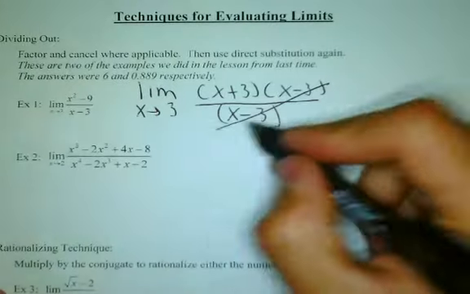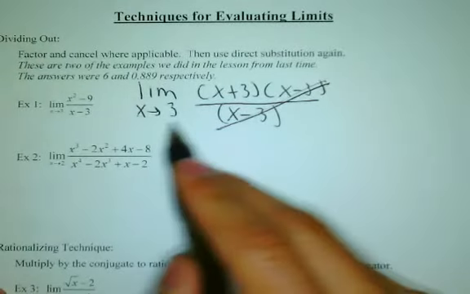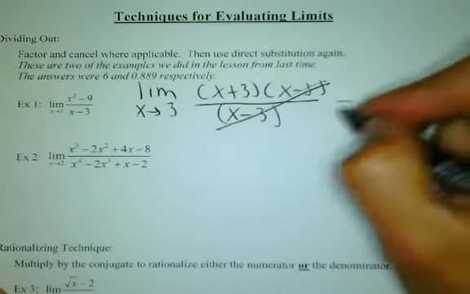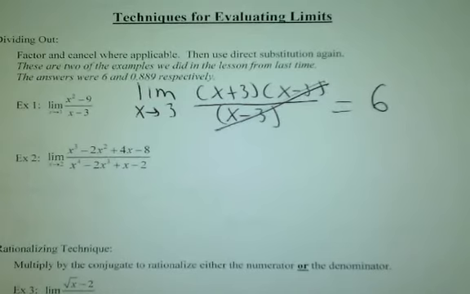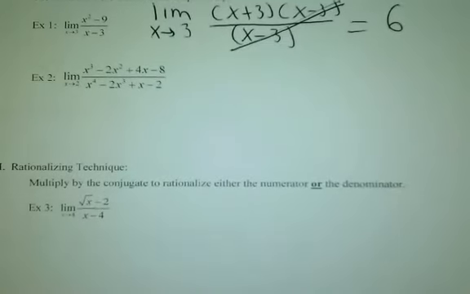So what's the limit for this one? 6. Because once you cancel out, you're going to just plug in the value. 3 plus 3 is 6. Do you guys notice that that's actually how you find a hole? Do you remember? After you cancel out, you solve for 0, and then you plug in. The limit will be at the location of the hole. Sweet? All right.